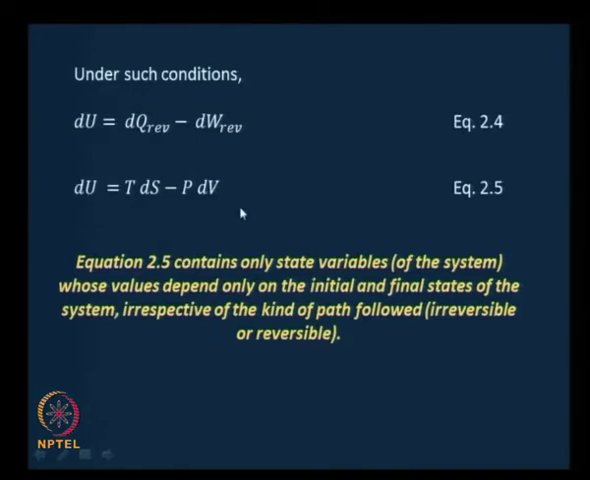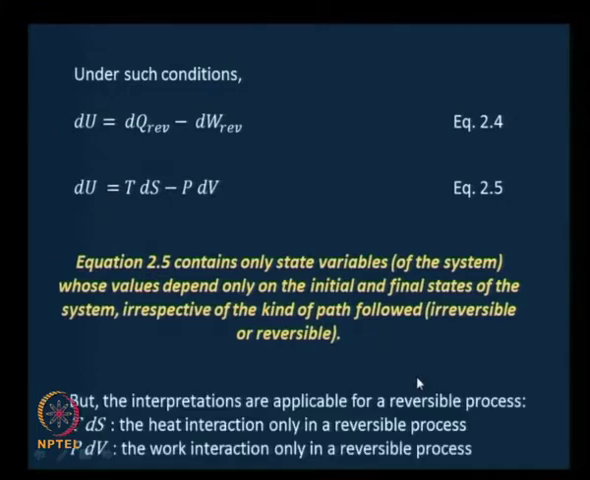and we said that this equation is valid for any closed system irrespective of the assumptions that we made regarding the kind of process to achieve this. For example, this could be valid for either irreversible or reversible processes, whereas the interpretation of TdS as the heat interaction is applicable only to a reversible process. The interpretation of PdV as a work interaction is possible only for a reversible process. If you take these two terms separately, then it is not valid, whereas the whole equation is valid for any process.